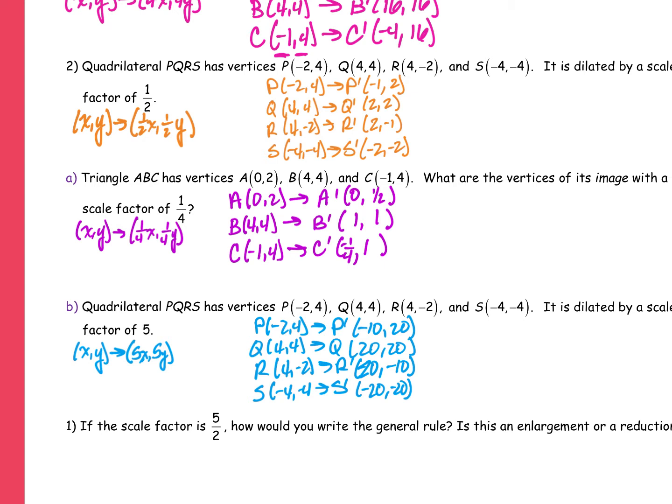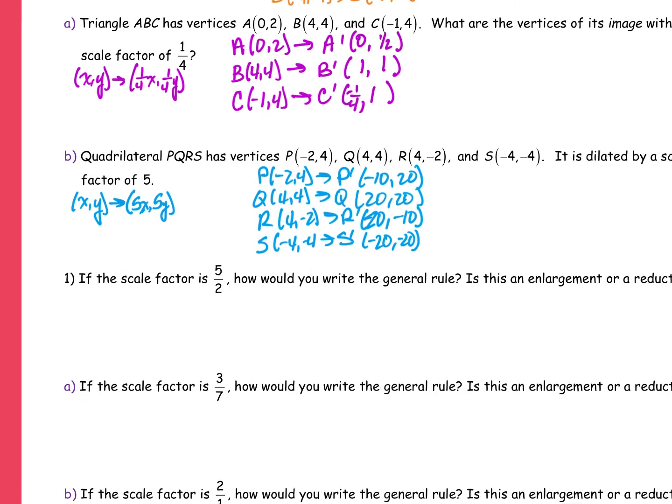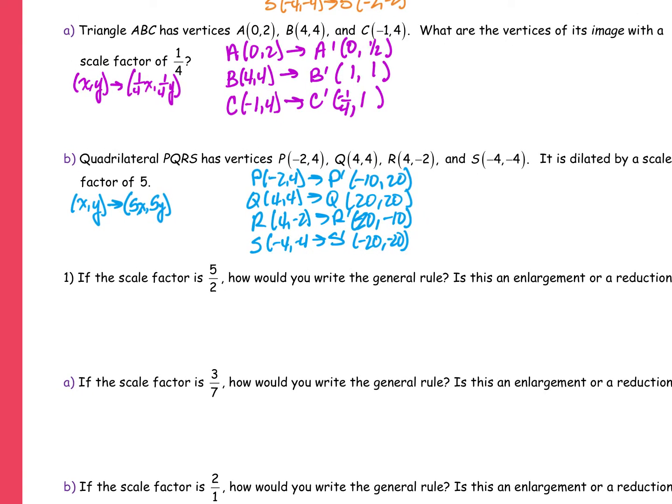Dilation's not too bad so far, right? Probably the easiest one we've done so far. Okay. So if the scale factor is 5/2, how would I write the general rule? What's the general rule going to look like? The rule is this part. What does this part look like if my scale factor is 5/2? Tell me what it looks like. XY goes to what? 5/2 x, 5/2 y.